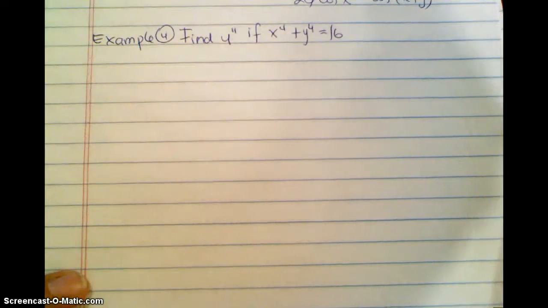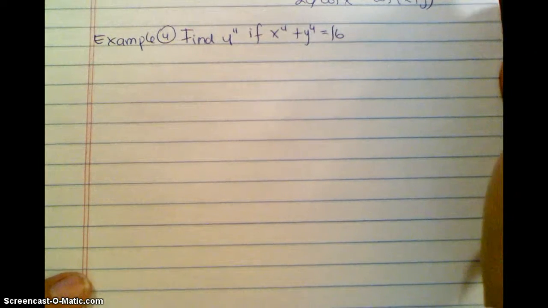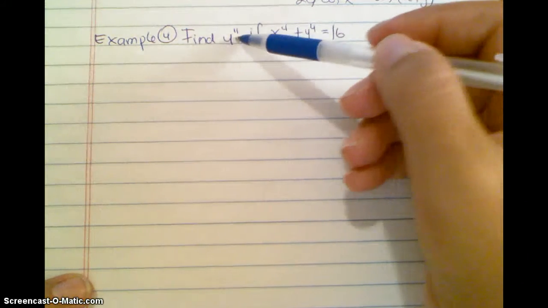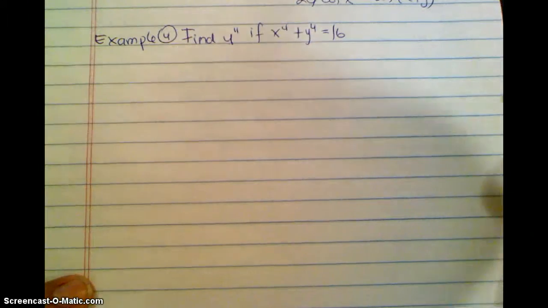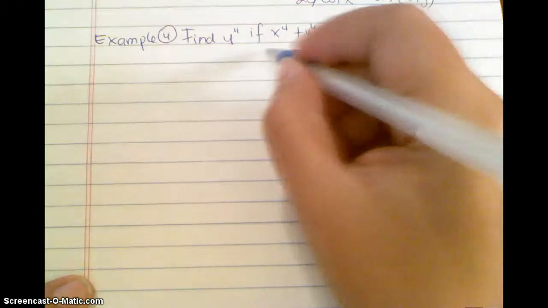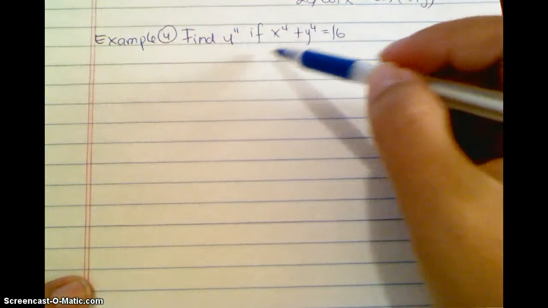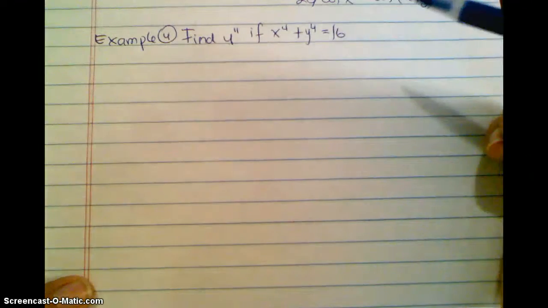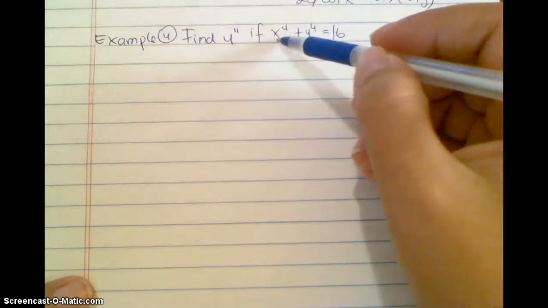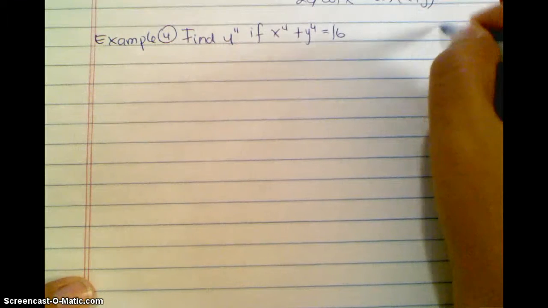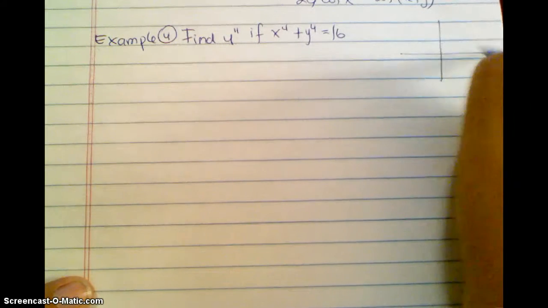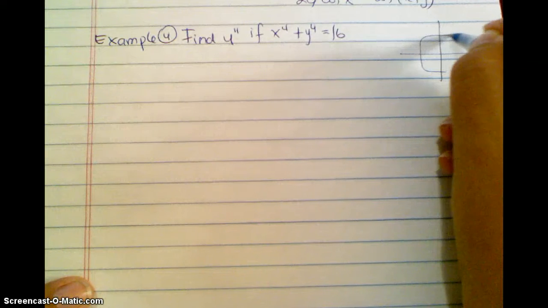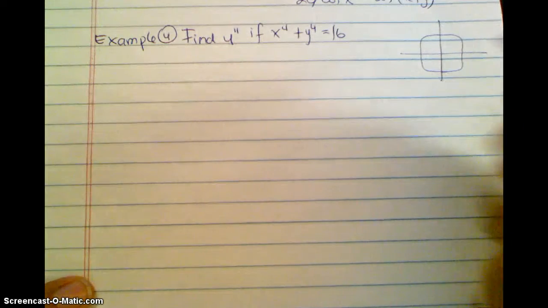So implicit differentiation is just another way of taking the derivative. So therefore it's possible for me to take the second derivative if I wanted to. Now this may remind you of the equation of a circle, x squared plus y squared equals 16, that will have radius 4. But because the degree is higher, this is not a circle, but it kind of looks like a square with soft corners.